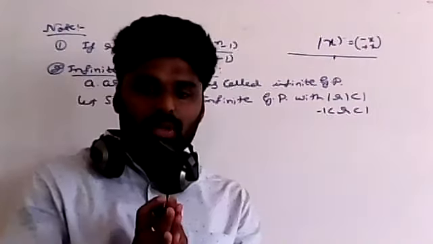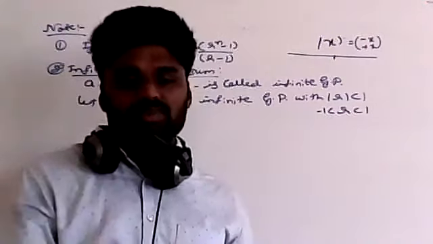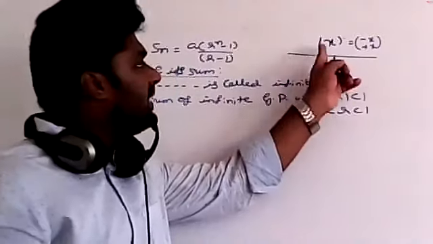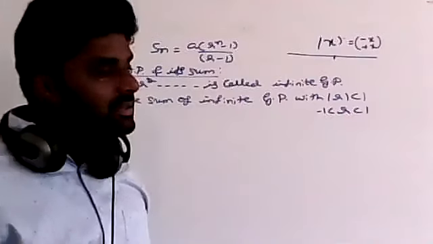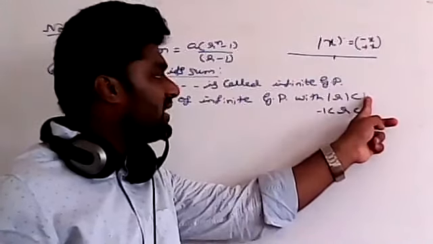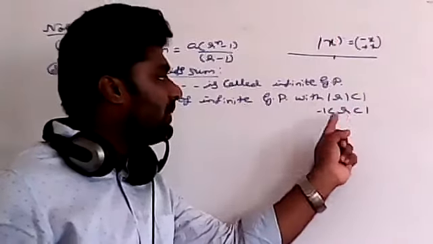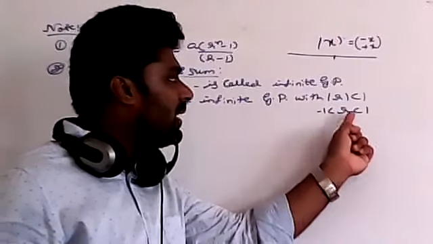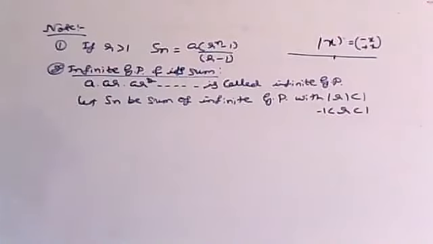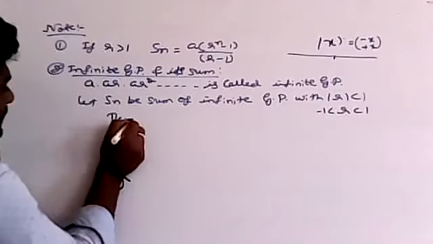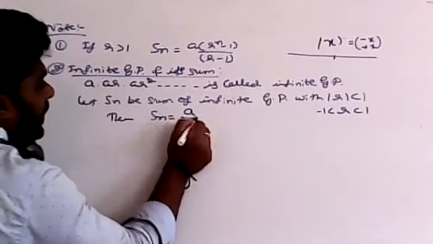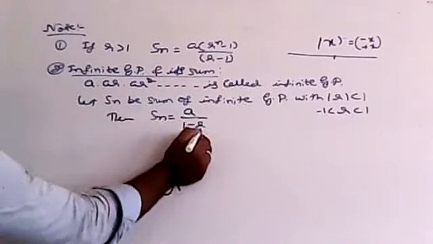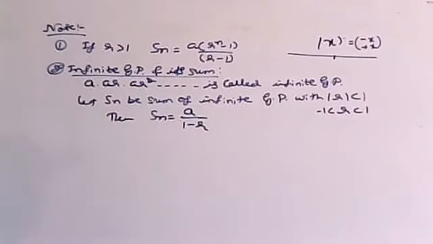So while we are taking a mod, we'll always get a positive sign only, but inside it is negative also, positive also. The answer is the same. That's why I've written here mod r is less than 1. When I take that relation, minus r and plus r, so minus 1 less than r less than 1, I'm writing. Okay, clear? Okay, so then that formula is Sn equal to a by 1 minus r.